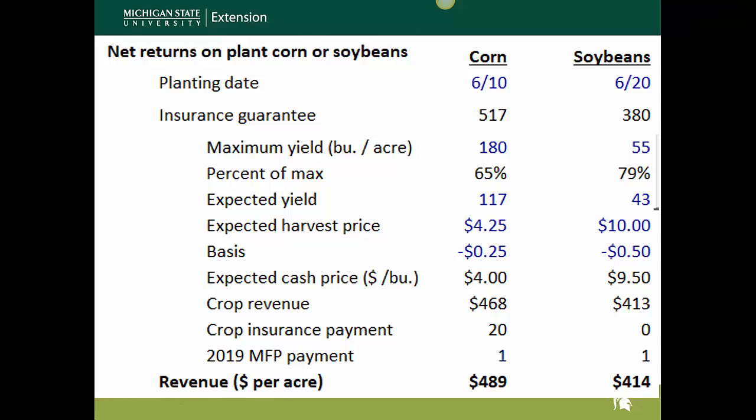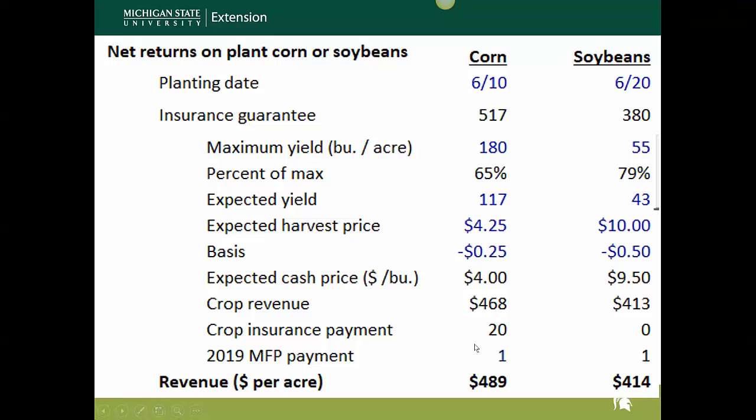There's lots of other factors: what the rain patterns are, what the heat units are, the variety, those kinds of things. So if corn ends up with, say, a 65% yield, that would be 117 bushels on corn, 43 bushels on soybeans. Suppose the harvest price, that's a futures harvest price used for crop insurance calculations, ends up being 4.25 and maybe up $10 on beans. Take away a basis from it, so your cash price is $4 on corn, $9.50 on soys. Crop revenue, $468 and $413.